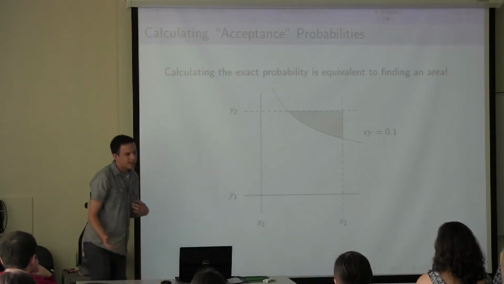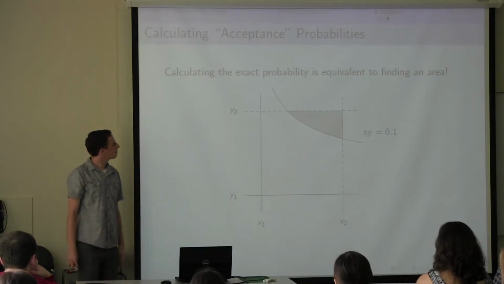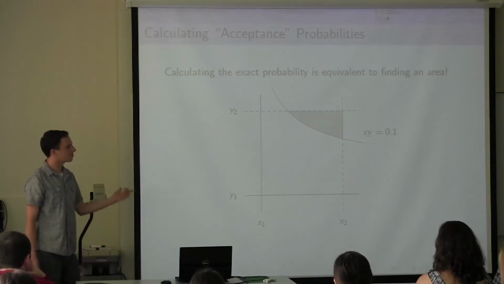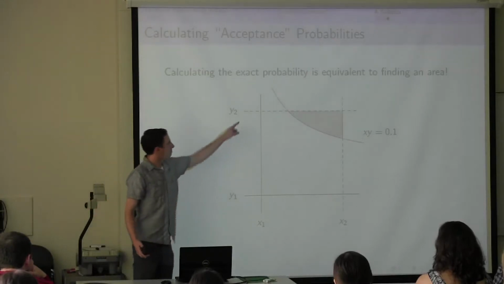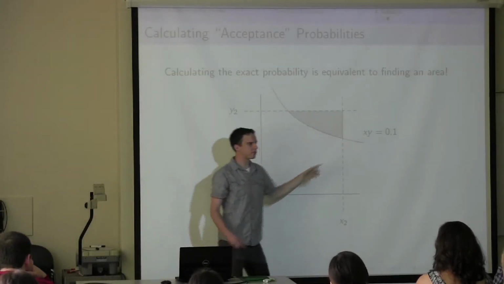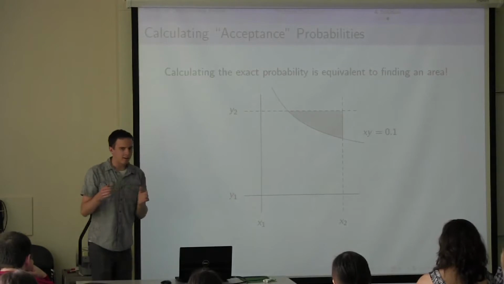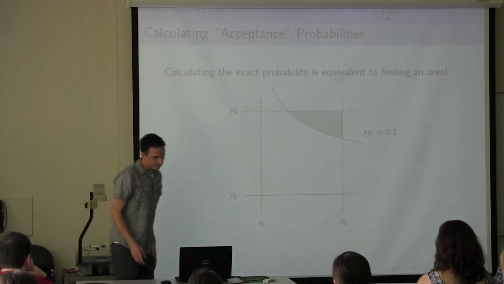So calculating the exact probability is equivalent to finding an area. And I was just very thrilled when I figured this out, because this is just taking an integral. So if you've had Calc 2, that's very simple to do. This is an elementary function that it's really easy to integrate. We can find that area and calculate the exact probability that, given input so far, our input string will be in the language.